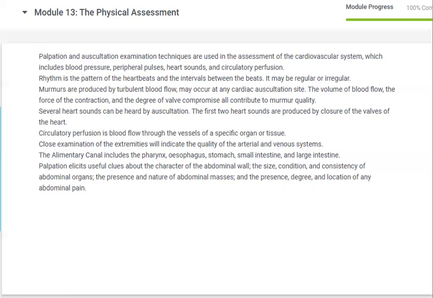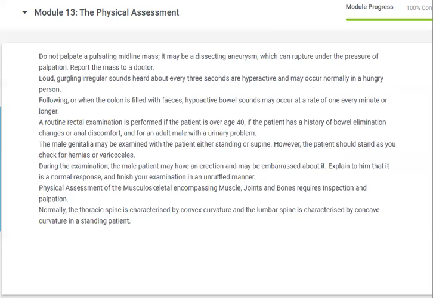Palpation elicits useful clues about the character of the abdominal wall, the size, condition, and consistency of abdominal organs, the presence and nature of abdominal masses, and the presence, degree, and location of any abdominal pain. Do not palpate a pulsating midline mass. It may be a dissecting aneurysm, which can rupture under the pressure of palpation. Report the mass to a doctor.